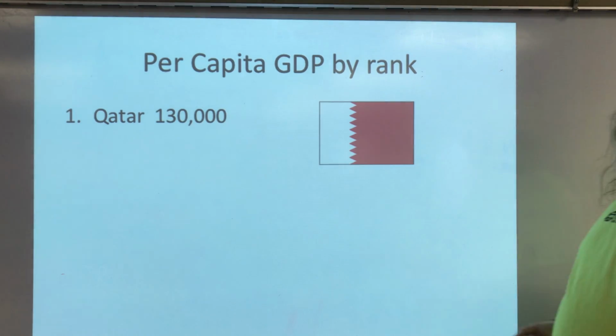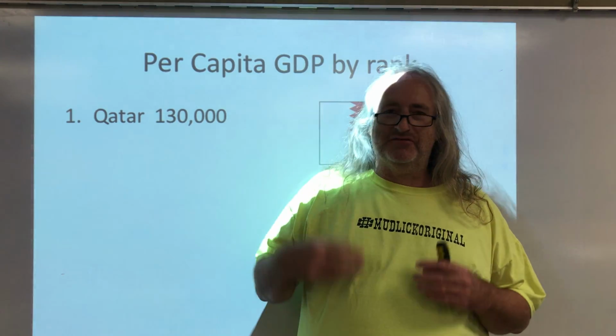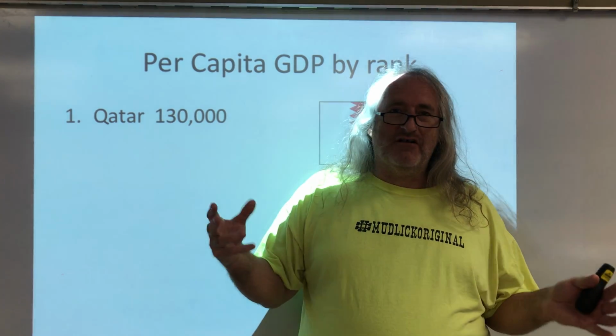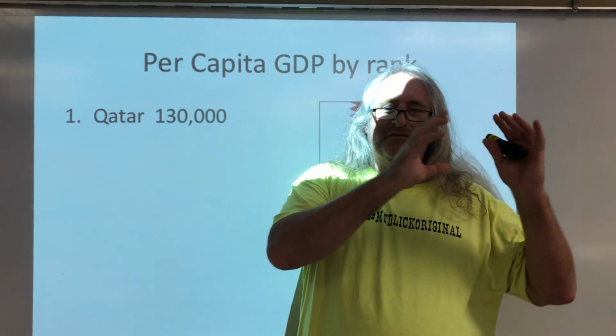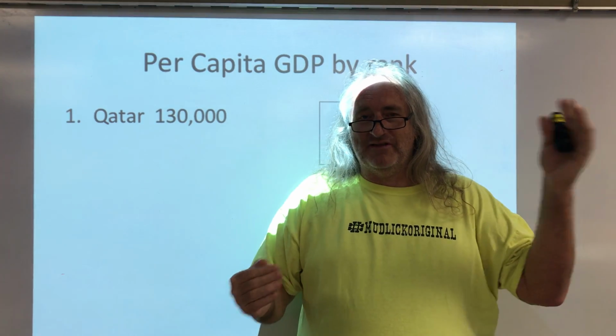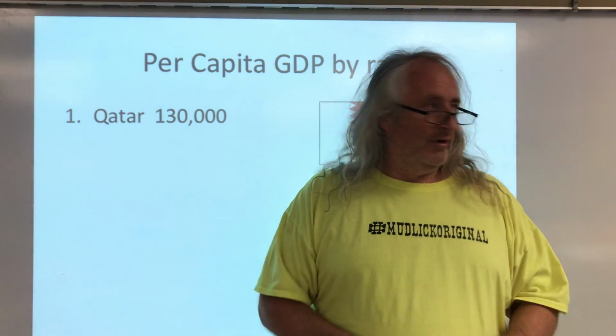You're going to say, well, what is Qatar? If you look it up, it's a very small country in the Middle East that produces natural gas. Lots of natural gas, but there's not a lot of people there. So even though their GDP isn't astronomical, their population is so low that by the time you divide the GDP by the population, they're ranked number one.